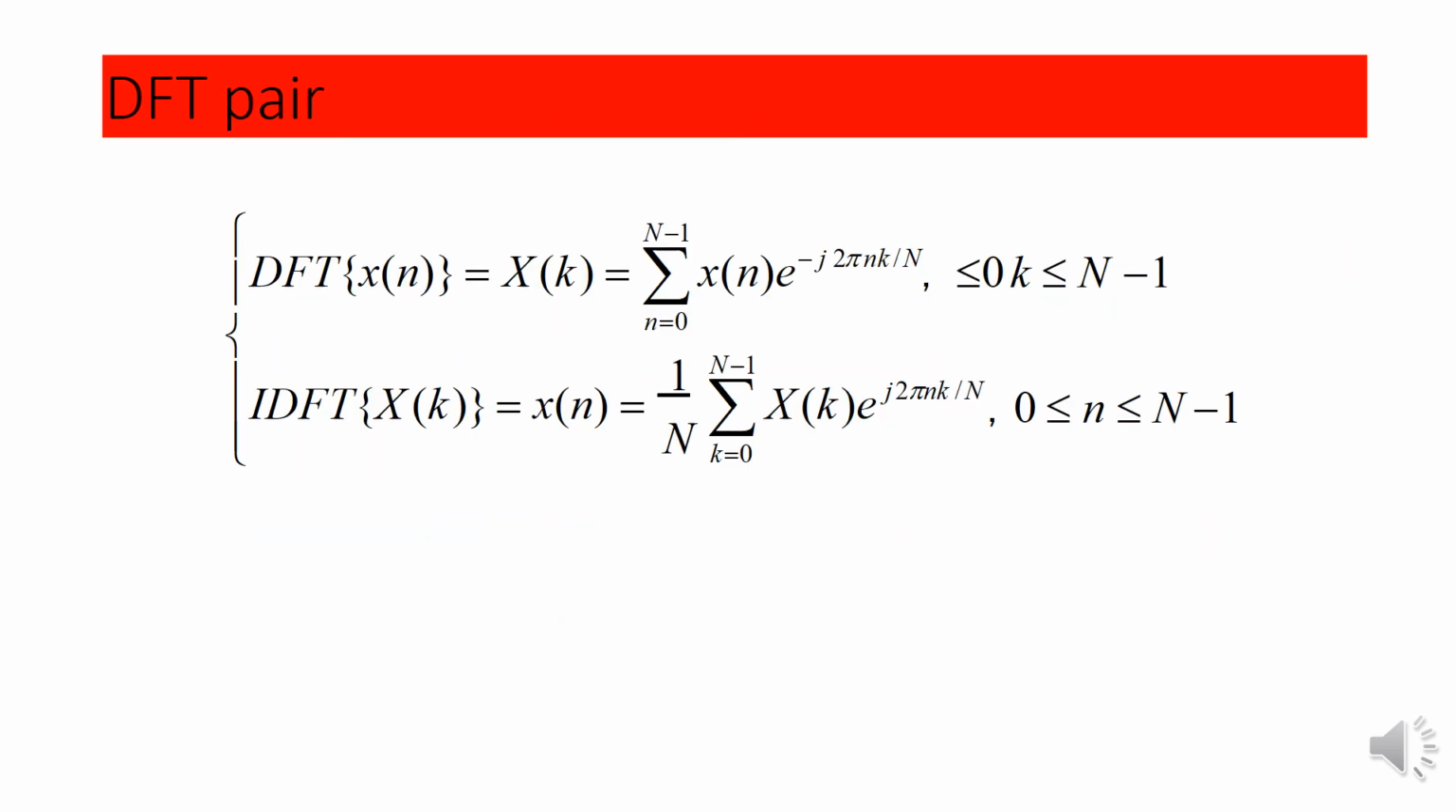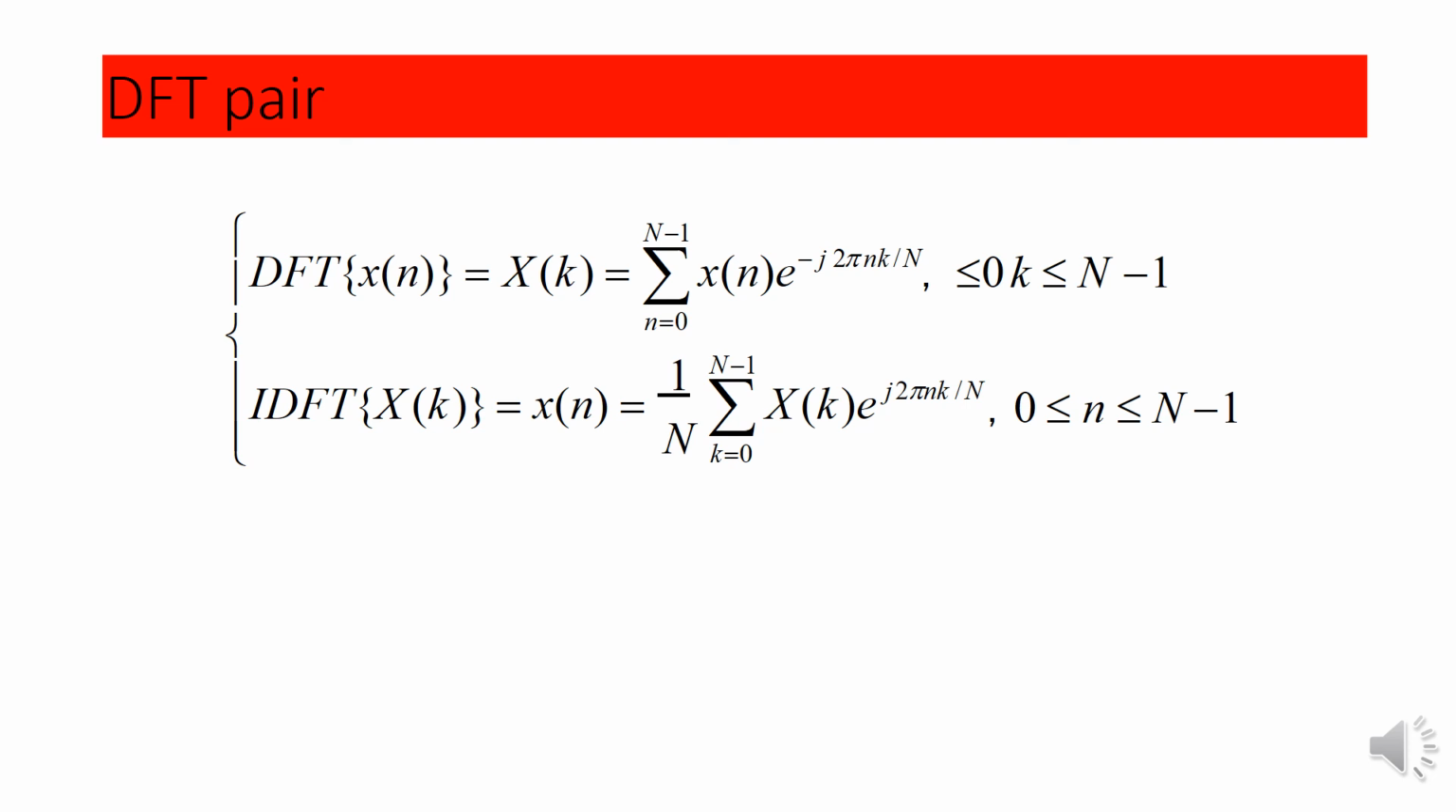DFT pair equation, that means finding the DFT and finding the inverse discrete Fourier transform. So for DFT, the input signal is x of n, in the time domain. We are going to calculate x of k. x of k is equal to summation n is equal to 0 to N minus 1 x of n e power minus j 2 pi n k divided by capital N, where k varies from 0 to N minus 1.